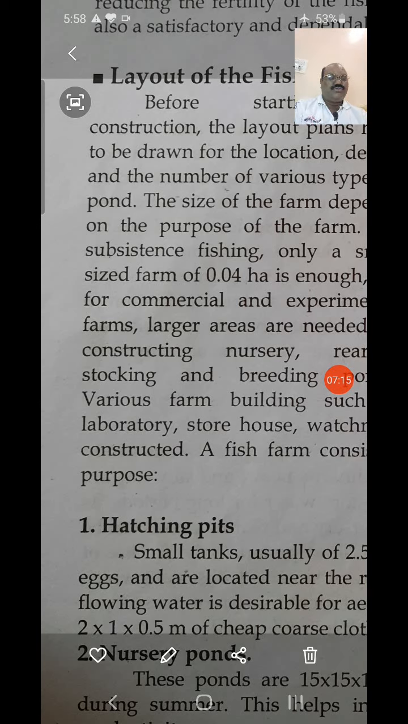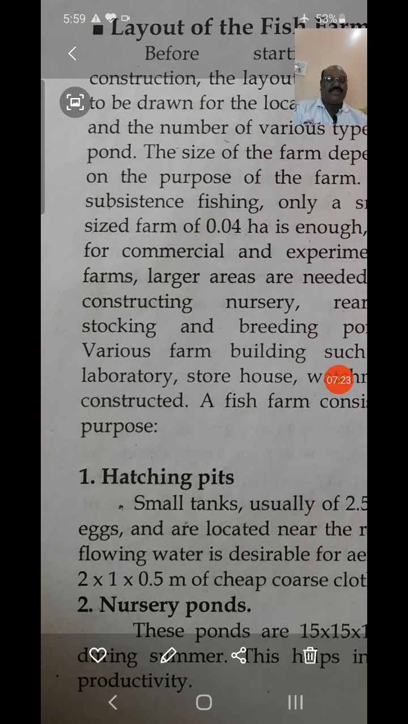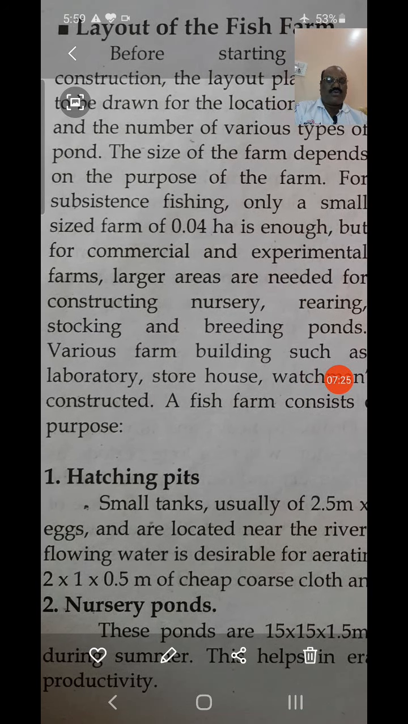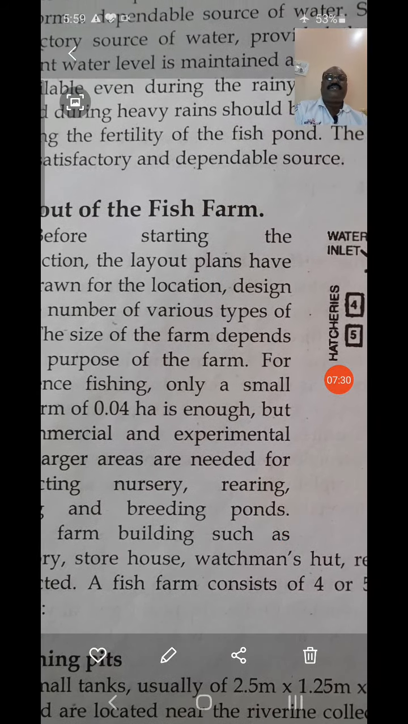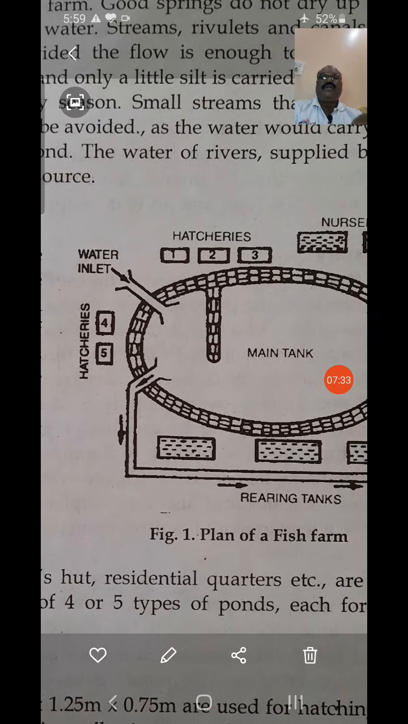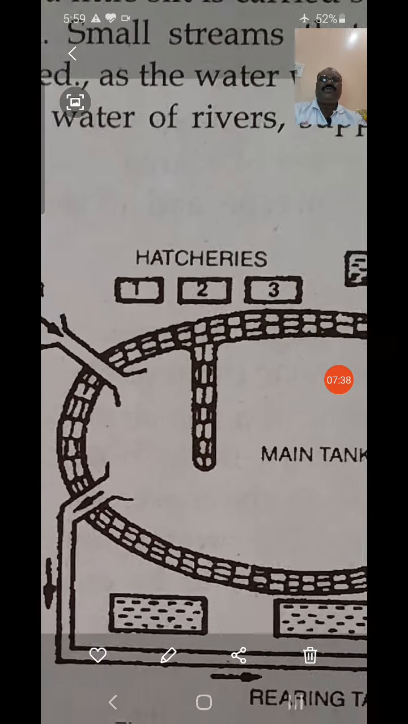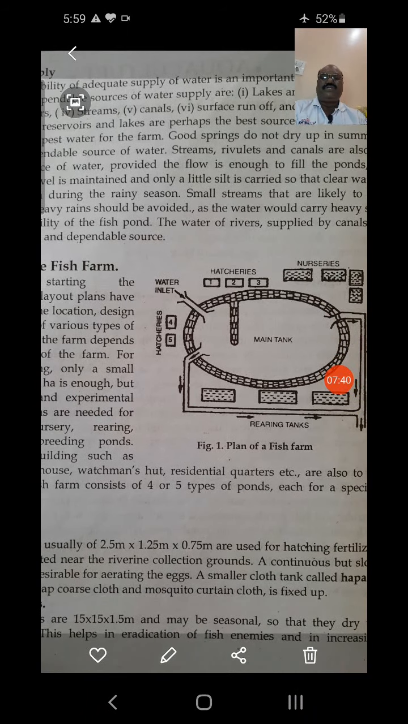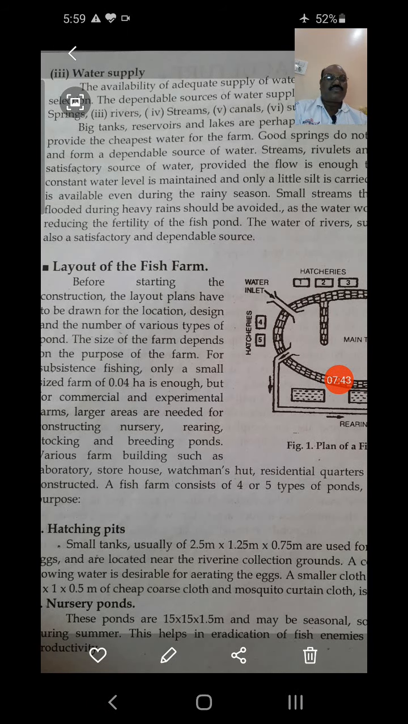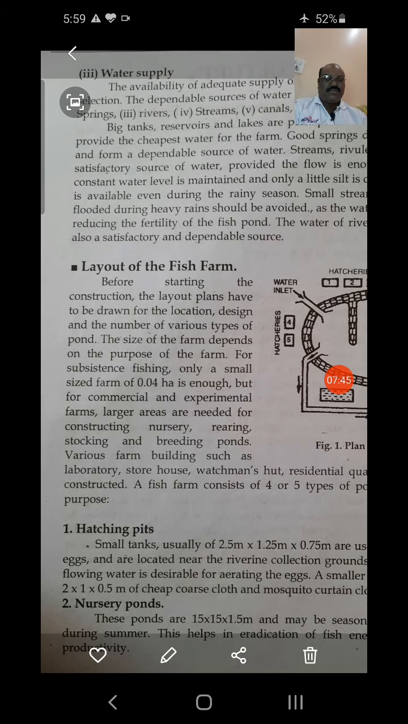And these are used for hatching fertilized eggs. So we have to put the eggs in these small tanks. Then the eggs develop and hatch into small fish that are called fry. See the picture here. These are 1, 2, 3 hatcheries, which means very small ponds. Here we have to put the fish seed for development. Then after some days, the eggs hatch into small fish called fries.